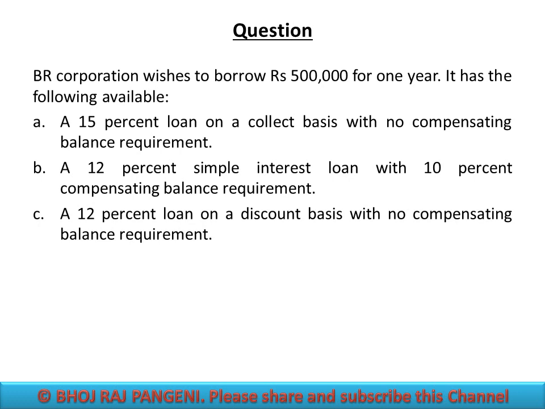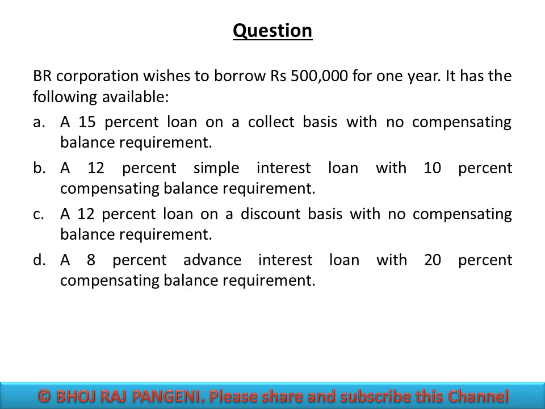And C, a 12% loan on a discount basis with no compensating balance. And D is an 8% advance interest loan with 20% compensating balance. Have a look at A, B, C, D.